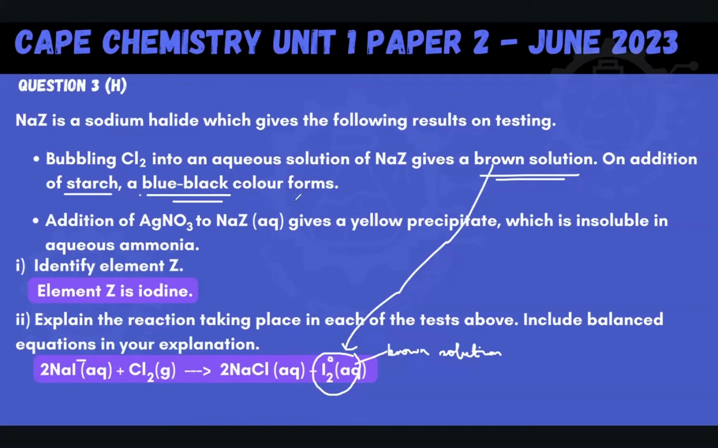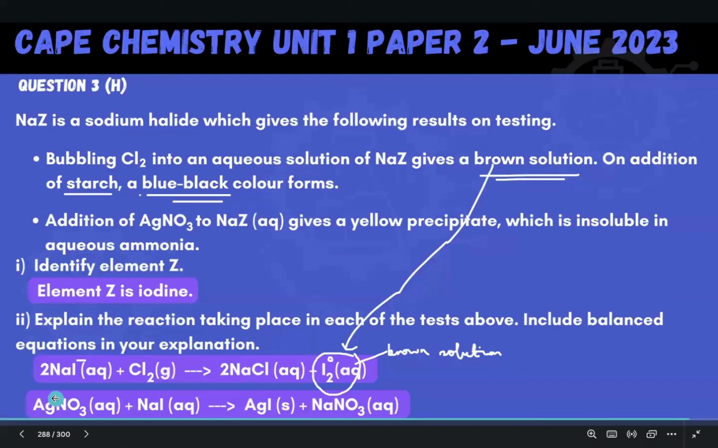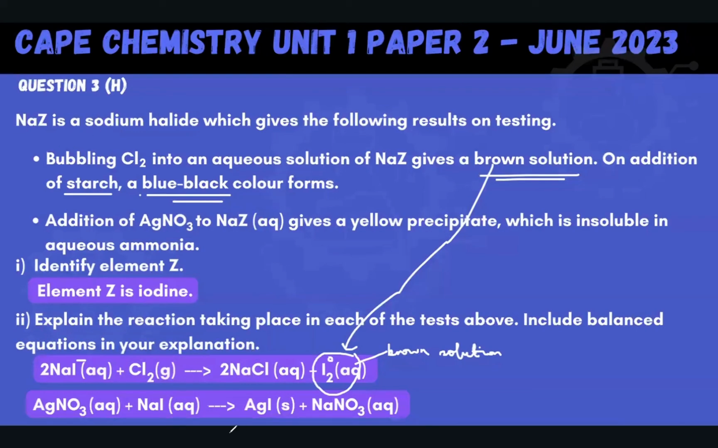All right. So for the second test, we are adding silver nitrate to NaZ, and that's going to give us a yellow precipitate, which is insoluble in aqueous ammonia. So here's the reaction for that one. I have silver nitrate in its aqueous form, and I'm adding that to my NaI in the aqueous form. A displacement reaction is going to take place where the Ag will come in and take the place of the sodium. And so I'll end up getting AgI being formed and then NaNO3. It's just a displacement reaction that takes place there.